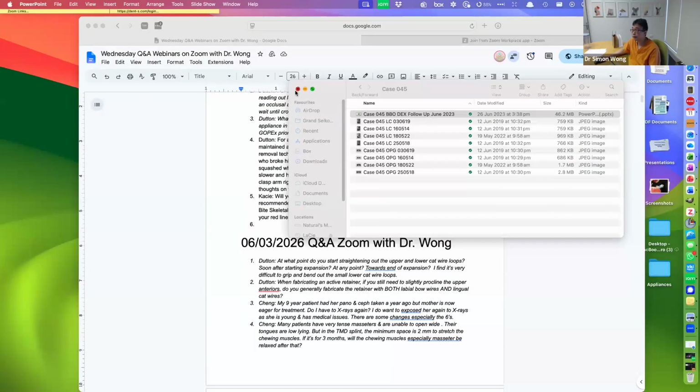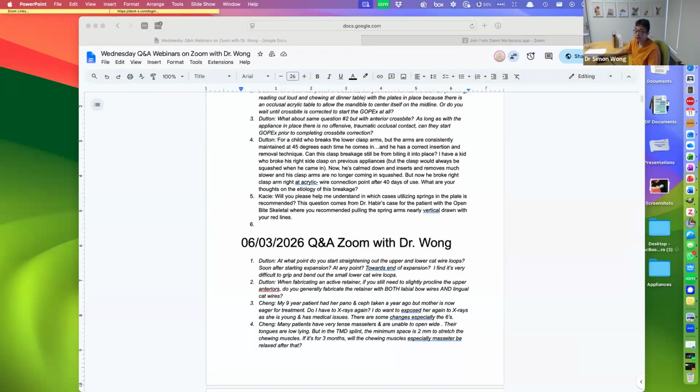Okay. And I think that's it. Okay, so that's intrusion springs for DE extraction cases in divergent growth patterns.